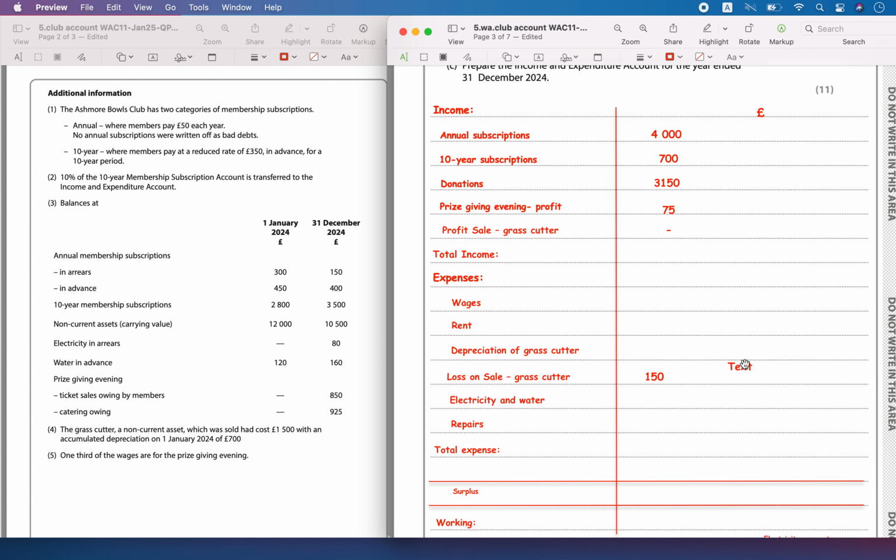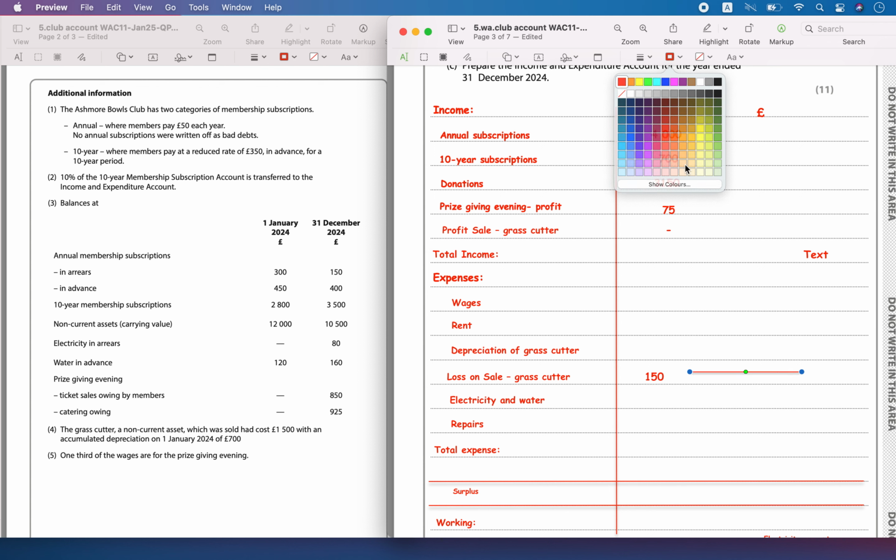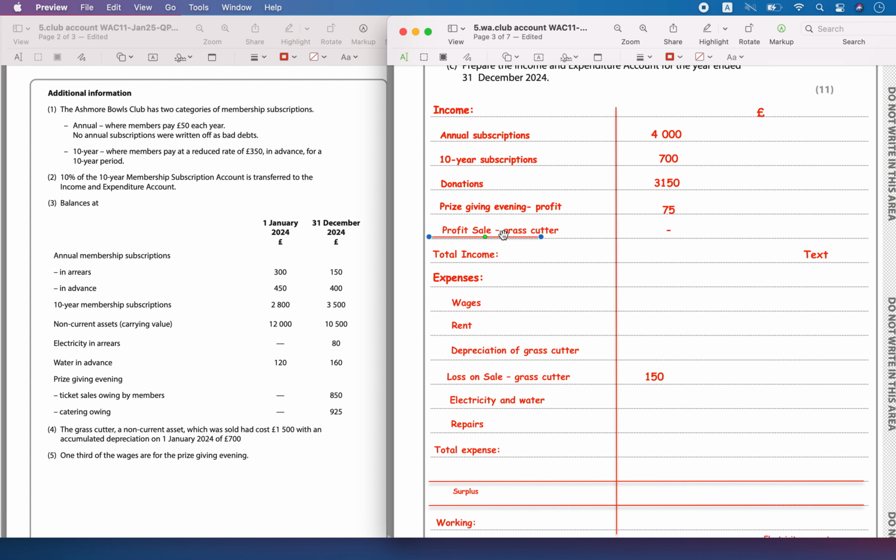Then let's add the total income. The total income is going to be equal to 4,000 plus 700 plus 3,150 plus 75, that is 7,925. Now let's calculate the expenses.